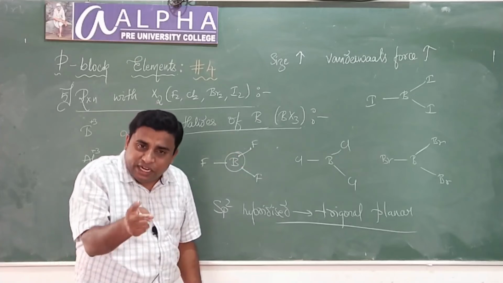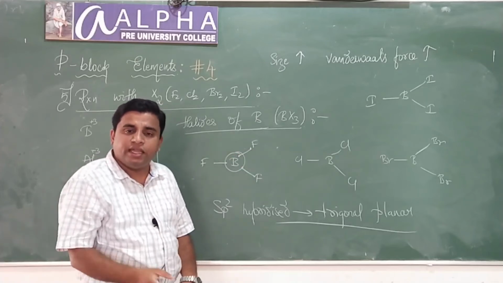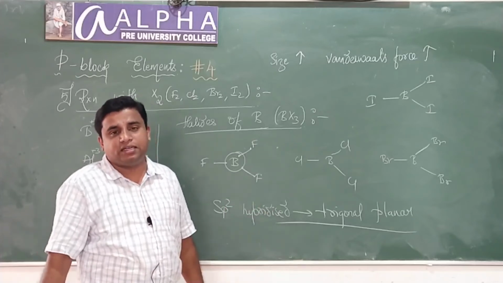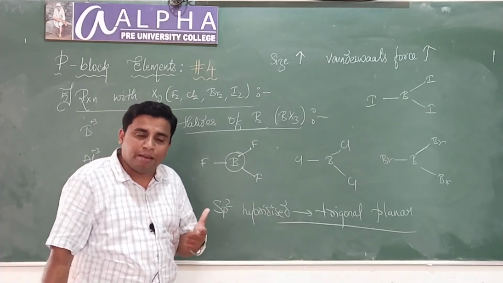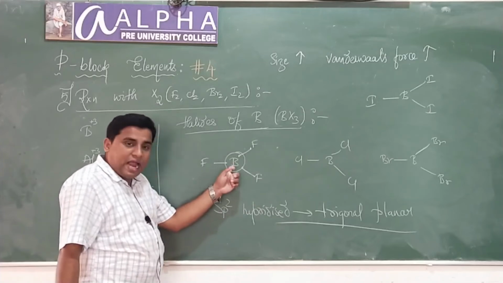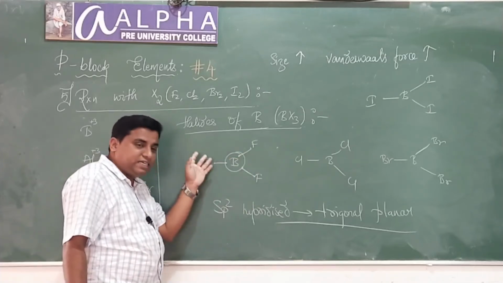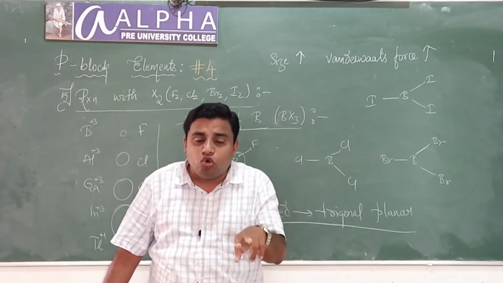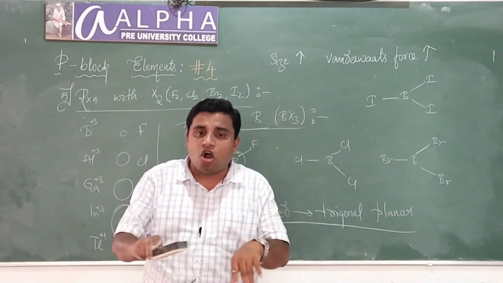It is deficient of 2 more electrons to complete its octet. Am I correct? So boron, the central atom, is surrounded only by 6 electrons. It is still deficient of how many electrons? 2 more electrons to complete its octet.